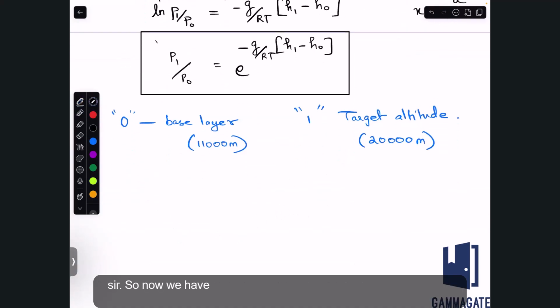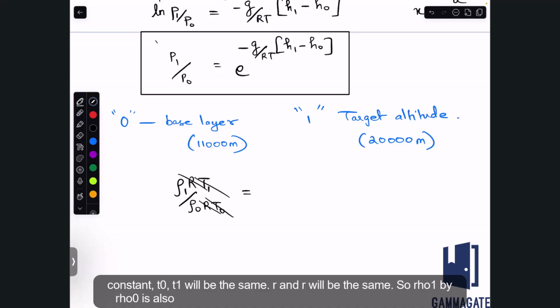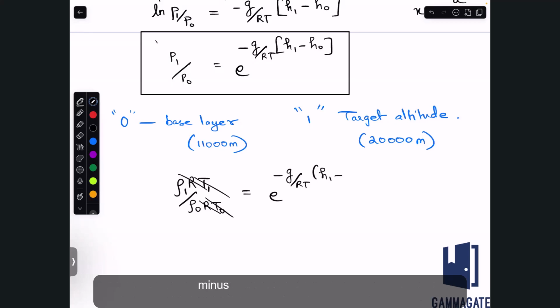So now we have P1 by P naught, but density will become rho 1 by rho naught. How did I do this? Because in the place of P1, I am substituting rho 1 RT1 and here rho naught RT naught. But I know that when temperature is constant, T naught and T1 will be the same, R and R will be the same. So rho 1 by rho naught is also the same formula, e to the power of minus G by RT (H1 minus H naught). This is also the same.